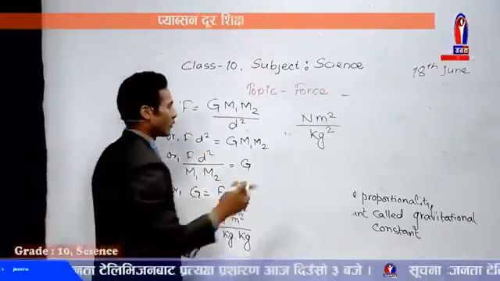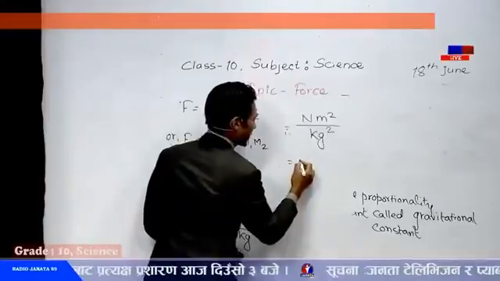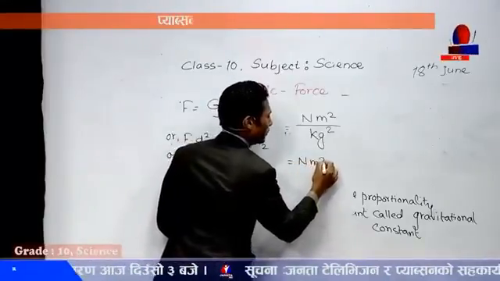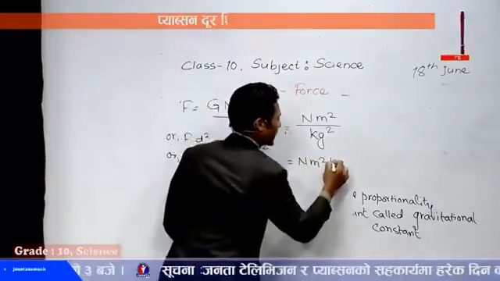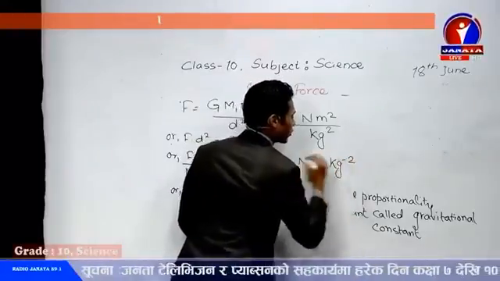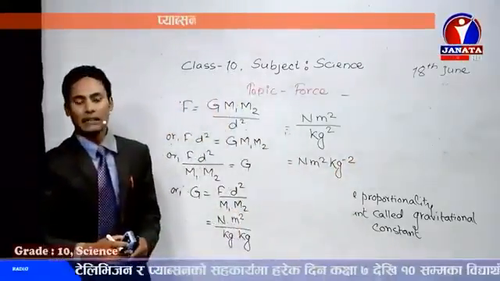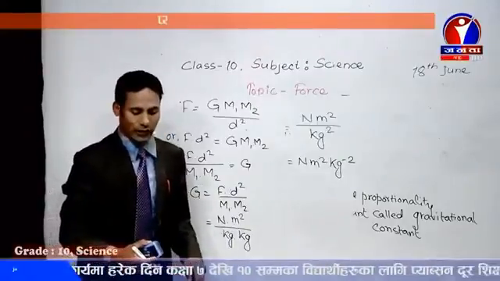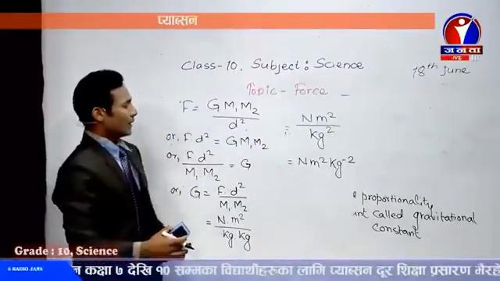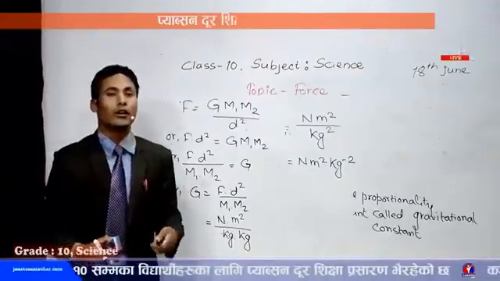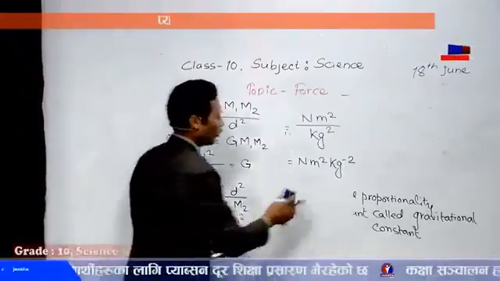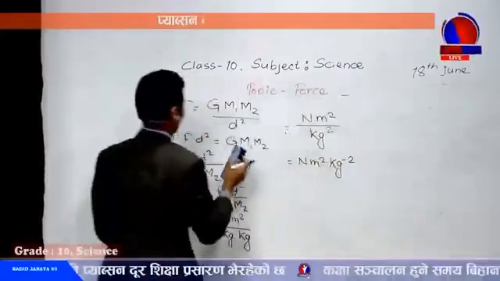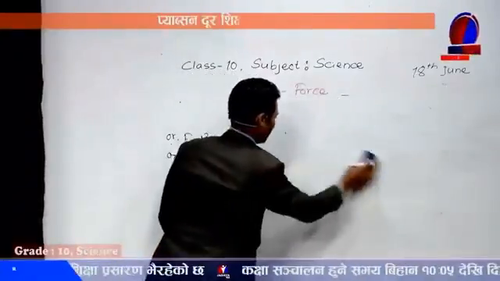Also we can mention it like this: Newton meter square and kg to the power minus 2, per kg square. So this one is the unit for this gravitational constant. Okay, and what about the value? This is the constant value I have said. So the value of this G, let me rub this.